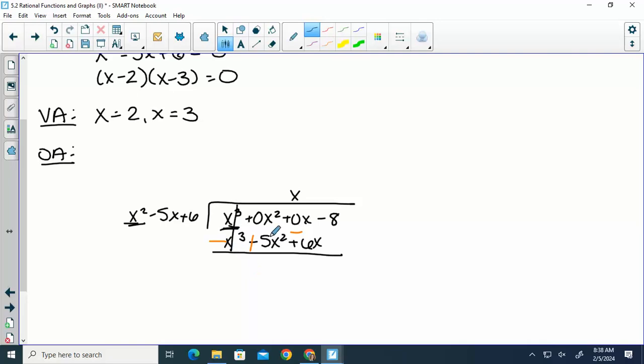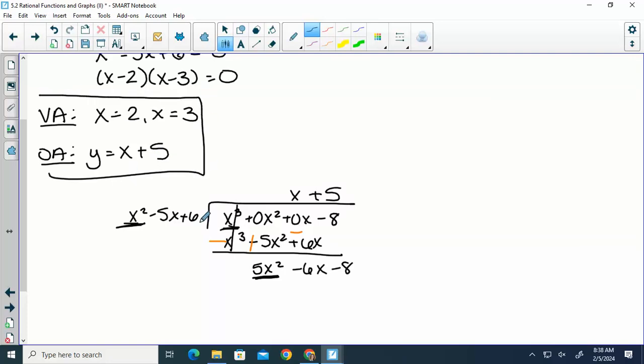So x cubed minus x cubed cancels. 0x squared plus 5x squared is 5x squared. 0x minus 6x is negative 6x. So then we divide. What is 5x squared divided by x squared? 5. So our oblique, that's all we need. Y equals x plus 5. Okay, we're never going to finish the division because we don't need the remainder. Is that one okay?